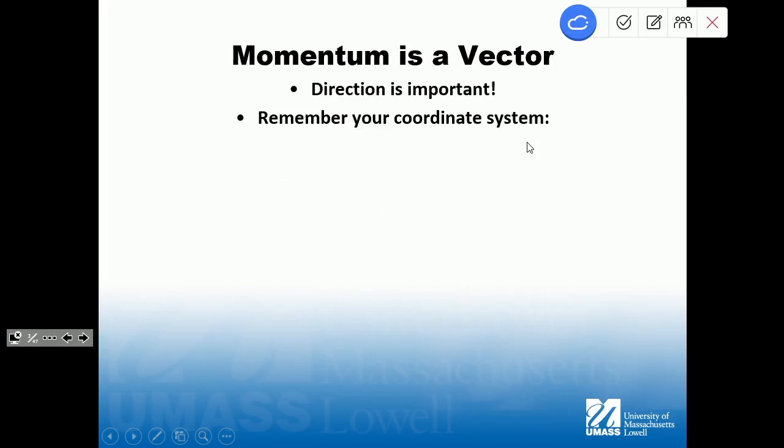Okay, momentum is a vector, right? So pluses and minuses mean directions. So remember your coordinate systems. Pick a direction as positive. A velocity that's positive indicates it's moving in the positive direction. It will have a positive momentum, right? A positive momentum and a negative momentum are in opposite directions. It's a vector, so treat it as a vector.